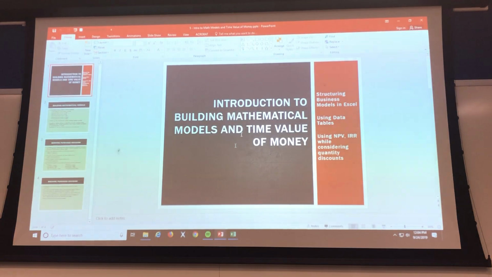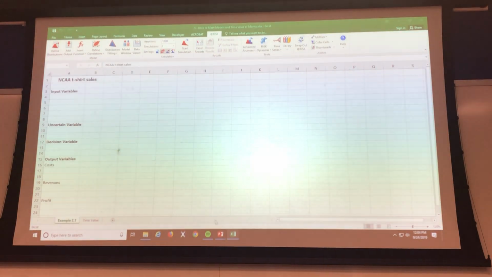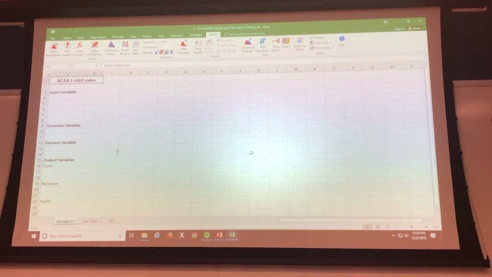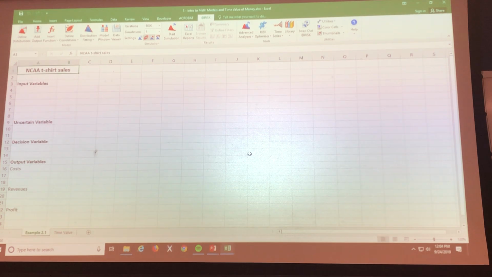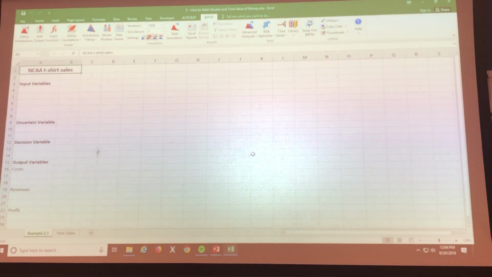But we're going to start out with the really simple one first. I have laid out some labels so that when we're doing this model together, our stuff ends up in the same cells. It just makes it easier. Here's the idea. We are going to set up that little NCAA t-shirt model based off the information on the PowerPoint a moment ago about fixed and variable costs and all that.